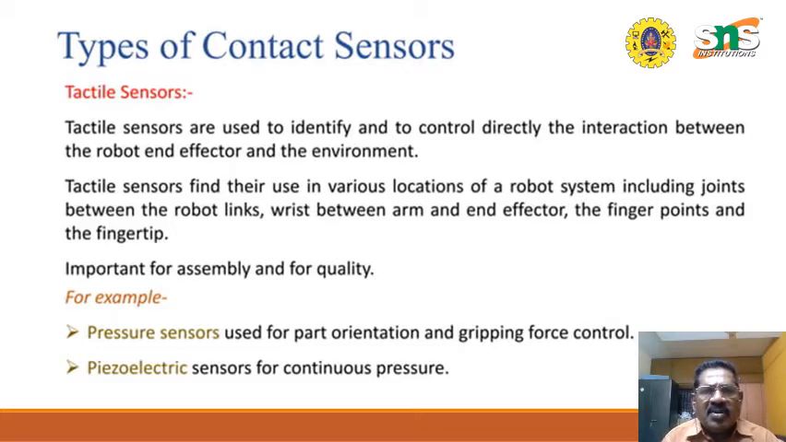Tactile sensors are used for identifying and controlling directly the interaction between the robot end effector and the environment. Now, tactile sensors find their use in various locations of a robot system, including joints between robot links, wrist and arm, and end effector, the finger points, and the fingertip. It is important for assembly and for quality. For example, pressure sensors are used for part orientation and gripping force. There are robots which can hold an egg also. It understands how much pressure is required to hold an eggshell. Now, piezoelectric sensors are used for continuous pressure monitoring.